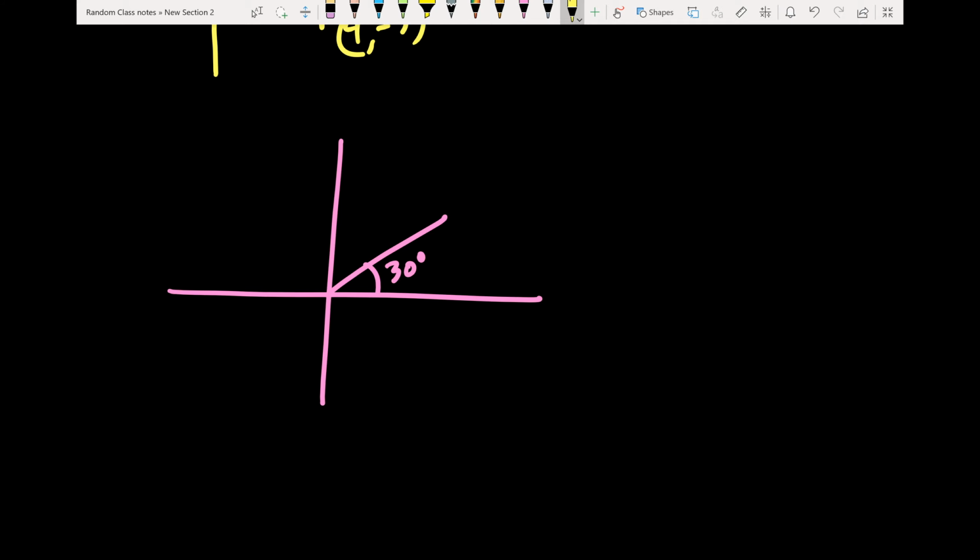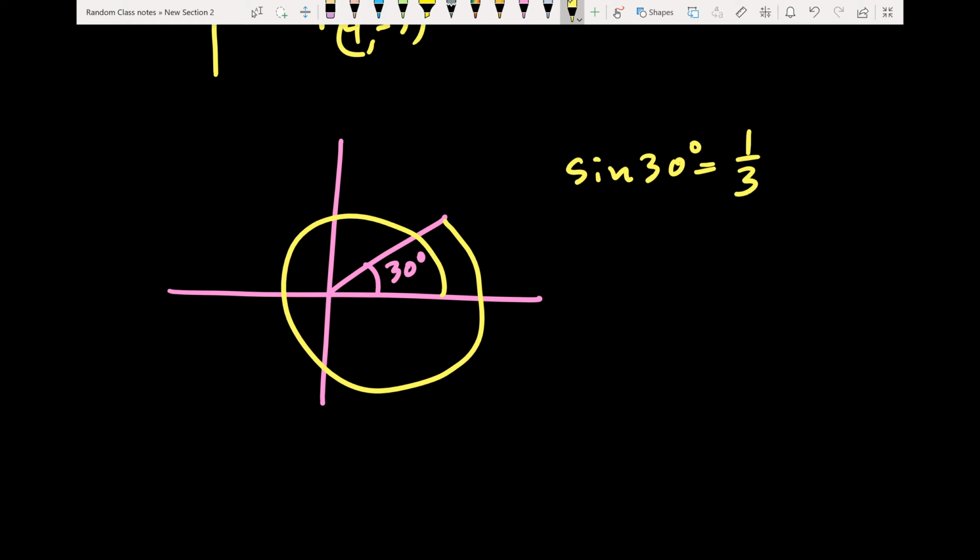All right, so what the heck does this periodic mean? Let's look at it. What is sine of 30 degrees, guys? What's sine of 30? What, Mike? 1/2. Good job. What about 390 degrees? What is sine of 390? What is that?